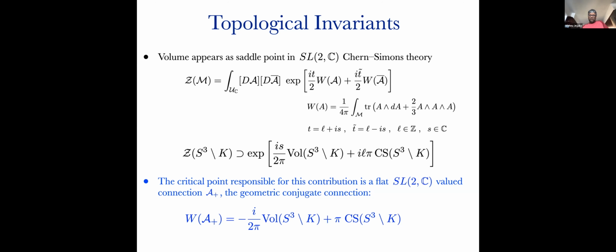Here, W is a Chern-Simons functional, and we have two complex couplings, T and T tilde. The S, which appears in the definition of T, is typically real in order to ensure the boundedness of the path integral, but we can analytically continue this, corresponding to the complexification of SU2. The partition function I've written has a saddle point, and the saddle point has a contribution from a flat SL2C valued connection. And we identify the saddle point with the volume and the Chern-Simons invariant of the knot.